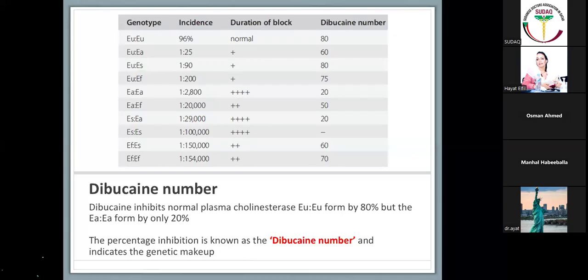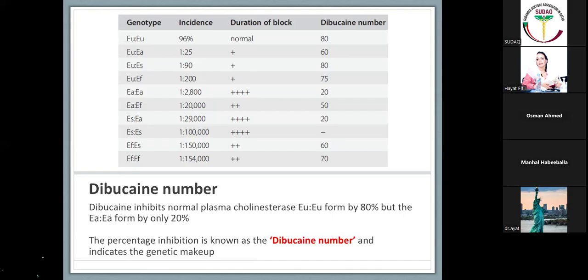You can see from the table the EU, the normal gene, where the duration of the block is normal. The incidence, as I said, is around 96% of the population, and the dibucaine number is 80. So these people metabolize succinylcholine normally, and the block will wear off in a normal time. While with the atypical gene, the duration of block will be very prolonged, and the dibucaine number is only 20, and then the others will be in between.